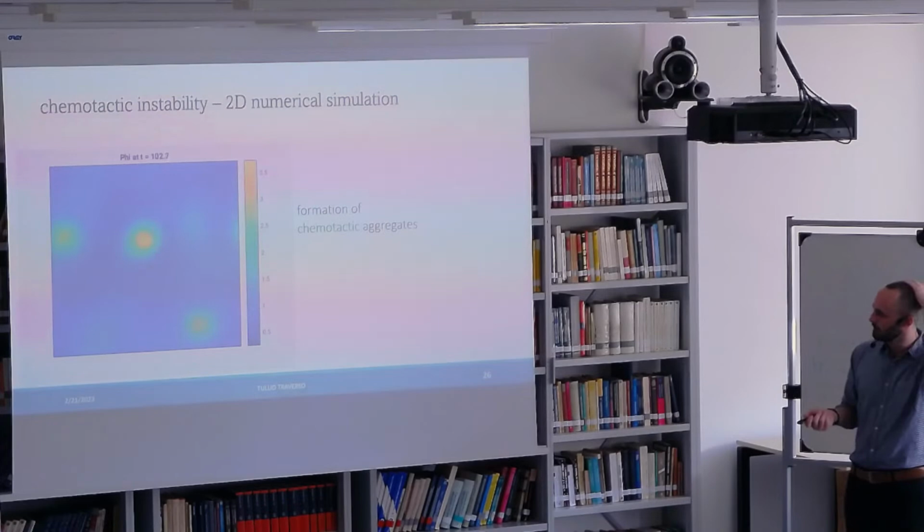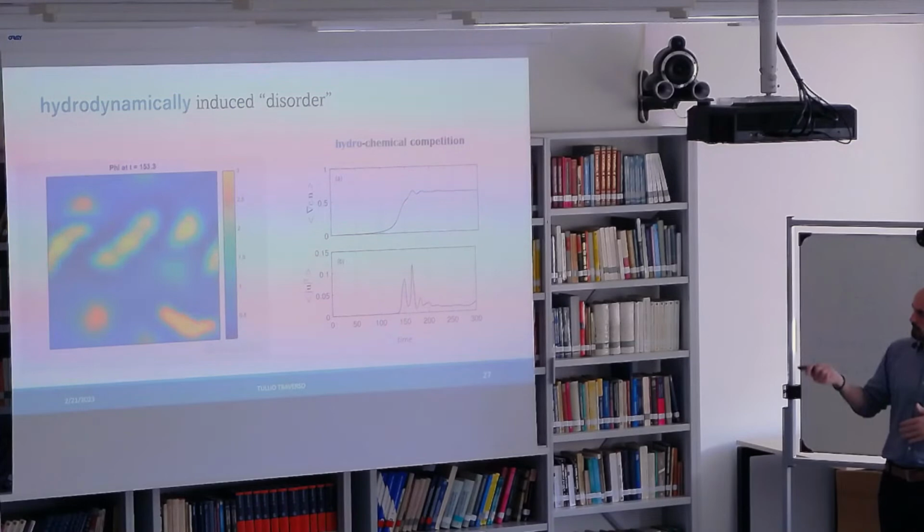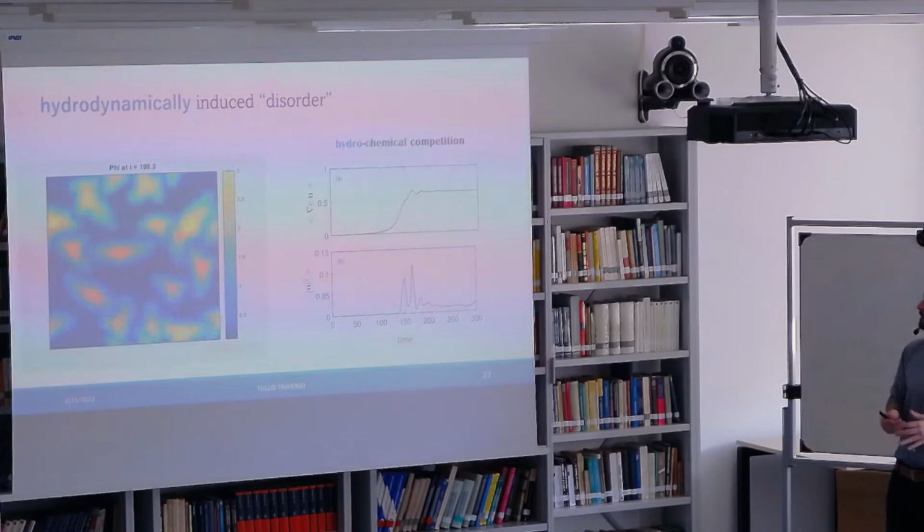After an initial transient, which depends on the initial condition, we see the formation of these chemotactic aggregates, which are called asters. They're called asters simply because the particles tend to swim, there is an orientational order to it, like they swim towards the center. And if we wait long enough, we keep integrating the equation in time, we see that this cluster breaks into different parts and they start moving around. That's the effect of hydrodynamic interactions.